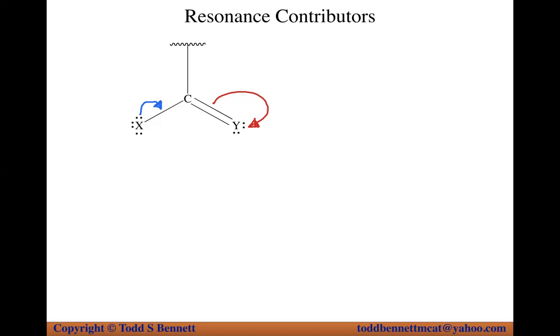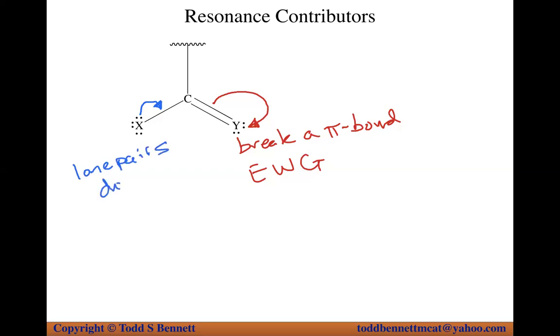Pi bonds, if they break, and that's typically what we do, pull electron density away from the center. So I'm going to refer to that as an EWG, an electron withdrawing group. Conversely, lone pairs donate in, so they're considered an electron donating group.